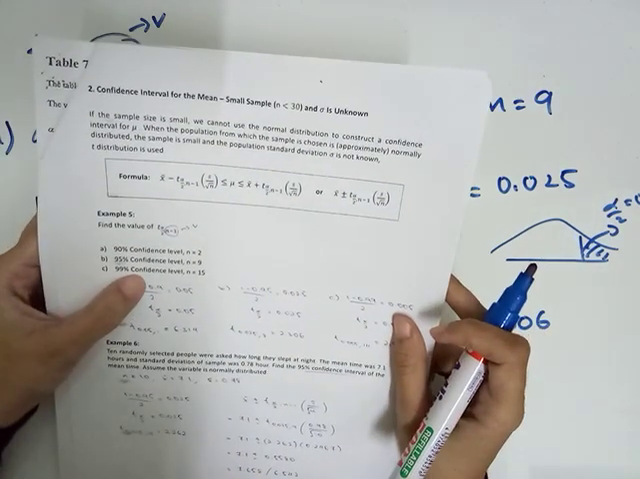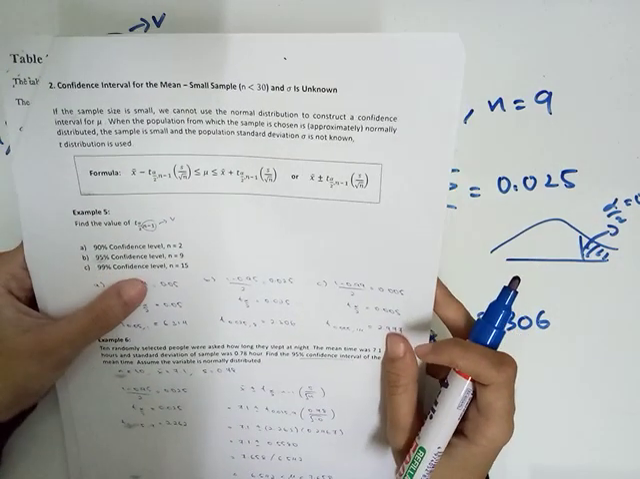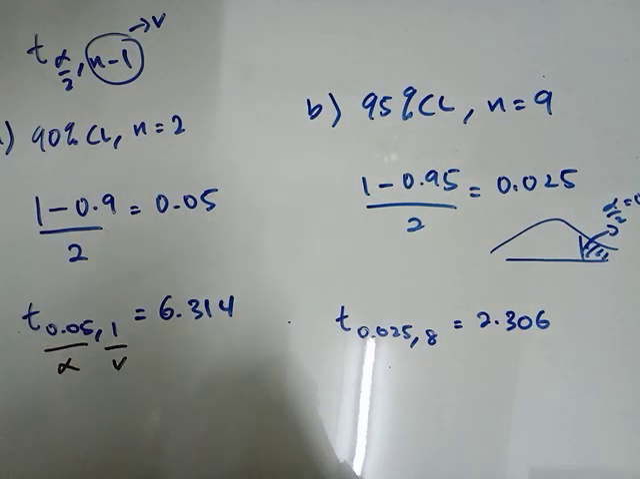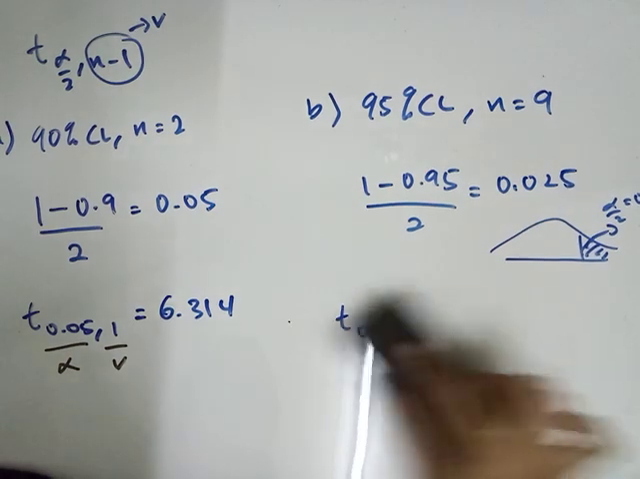Okay, for C, 99% confidence level and the sample size is 15. Okay, do it on your own. Try doing it, later we discuss.